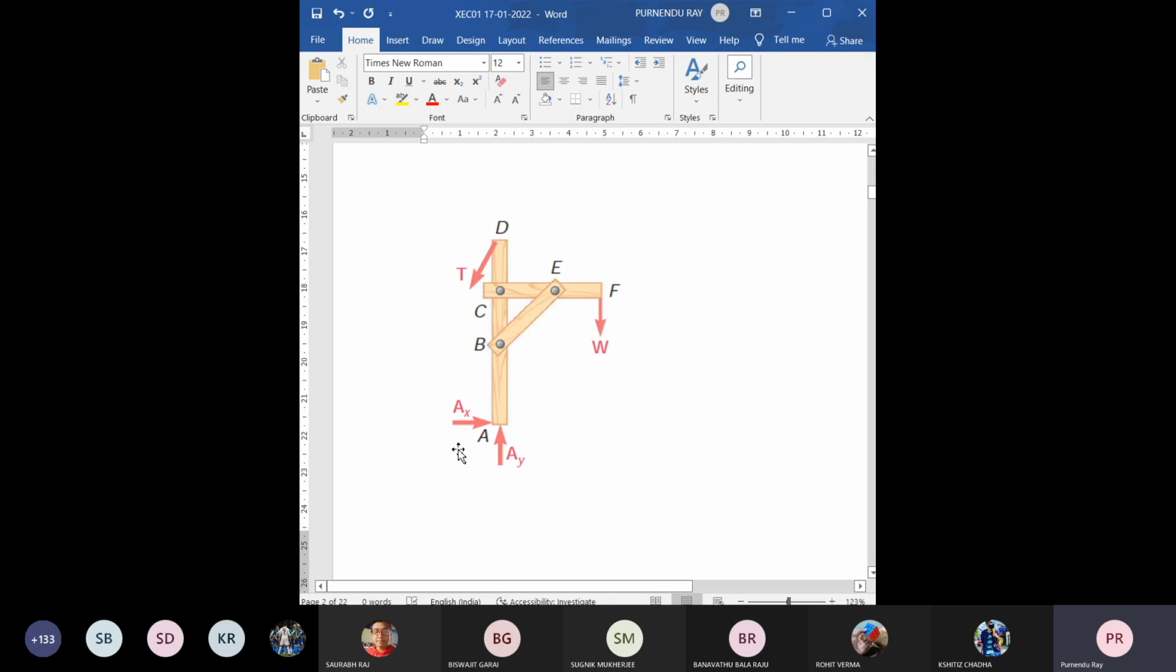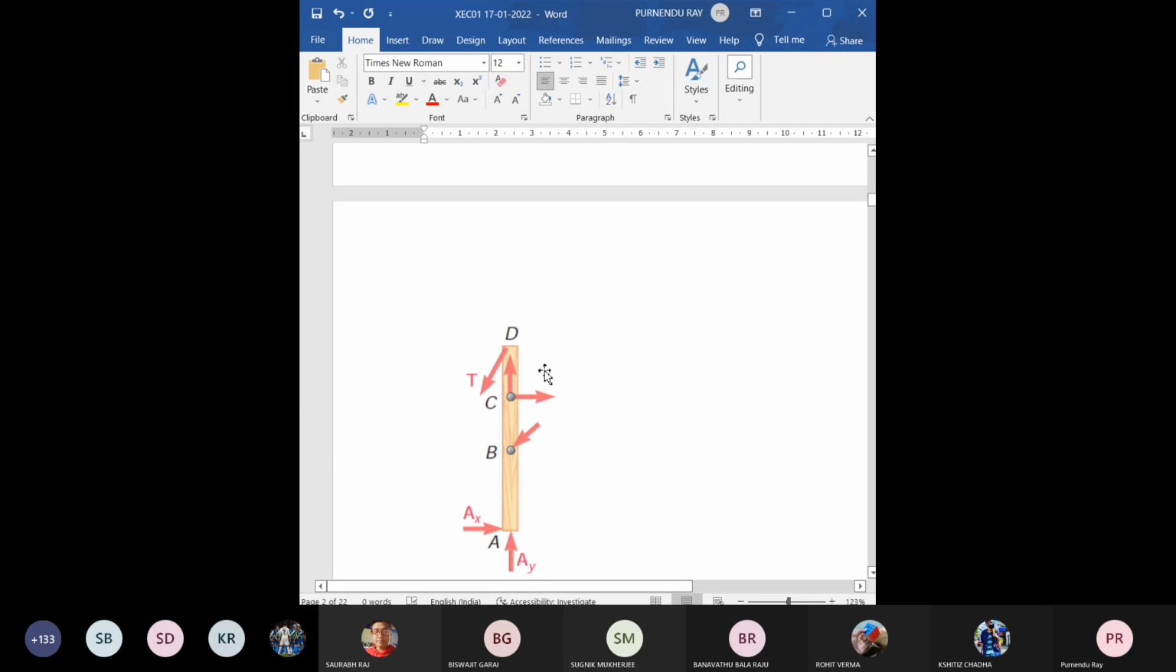You may consider AX is not there, but in that case T will also be 0. And if T is 0, this unbalanced force will give you only force equilibrium in the vertical direction. But what about the moment equilibrium? Moment about any suitable location must give you 0. Sigma MA = 0. So W multiplied by this distance is equal to 0. This distance is not 0, so W is 0. But that is the fallacy. You are applying some force and your calculation shows there is no force.